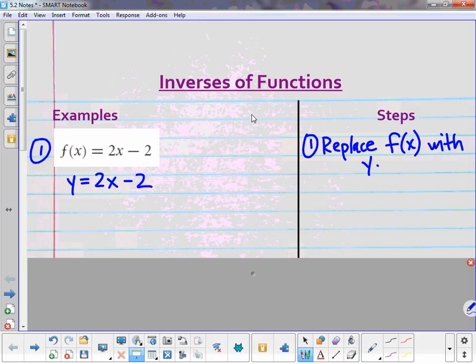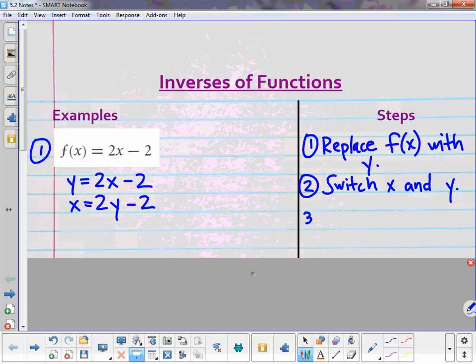And then now, since inverse means opposite, what we're going to do in step 2 is to switch x and y. And that will, in turn, give us the inverse of the original function. So you don't mess with anything with x, you just switch them exactly how they are. So instead of y, it will be x, and instead of 2x, it will be 2y minus 2. Okay, so we replace f of x with y, we switch x and y.